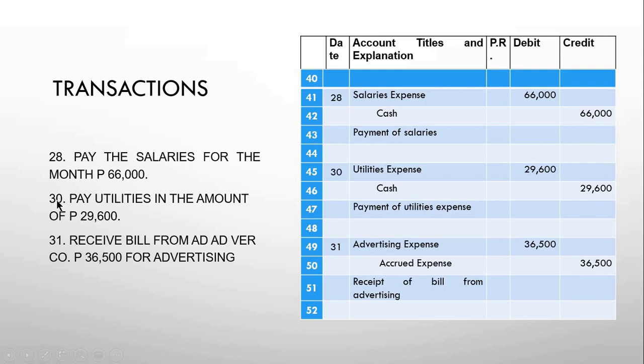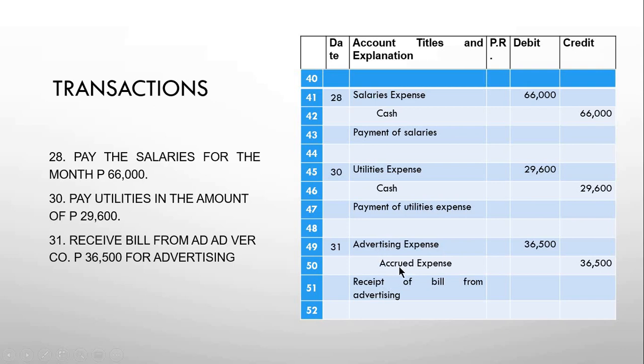On January 30, expense pa rin or expenses, binayaran. Pagka January 31, another expense or billing for an expense, pero hindi binayaran. Okay? So, naka-incur siya ng expense, pero hindi pa niya binayaran. So, may utang pa siya ng 36,500. Okay? So, that's gonna be a debit to advertising expenses and a credit to accrued expense.